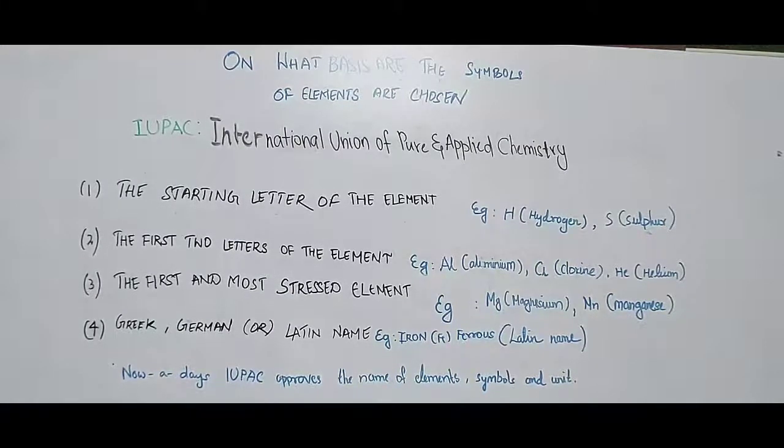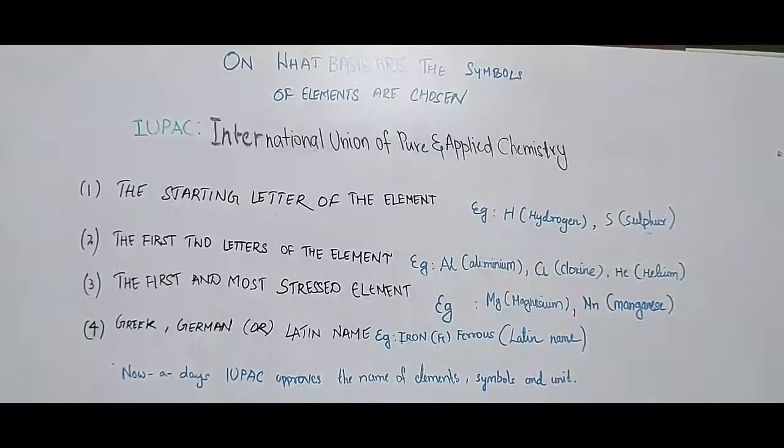Now let us look at the second criteria. The first 2 letters of the element are considered as its symbol. For example, aluminium, chlorine and helium. Aluminium has Al as its symbol, chlorine has Cl as its symbol, and helium has He as its symbol. So when you write the symbols of these elements, you need to keep one thing in mind, which is the first letter will always be in capital and the second letter will always be in small.